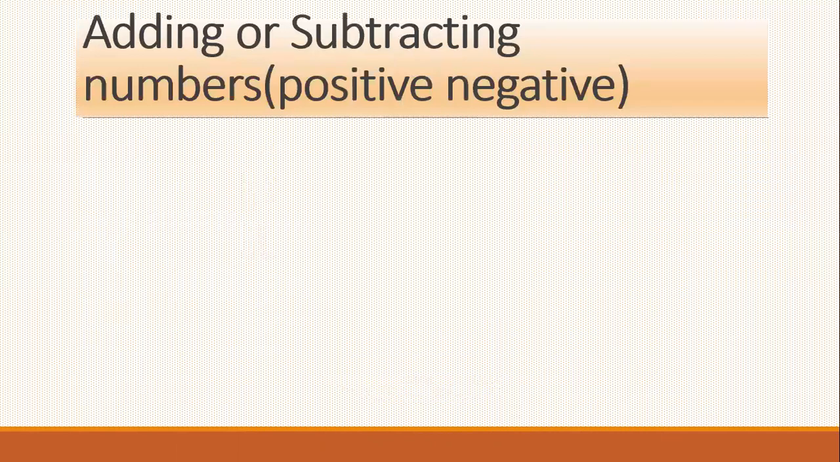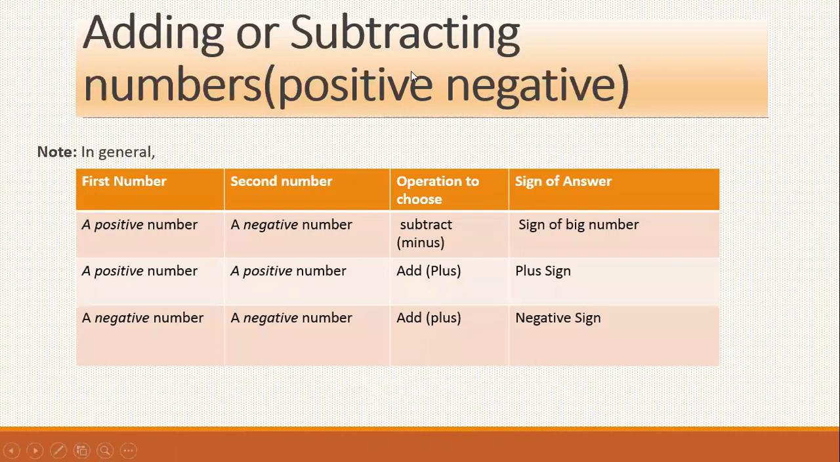When we are adding or subtracting numbers, either positive or negative, in general we can say if one of the numbers is positive and the other is negative, we have to choose the operation as subtract. And the sign of the answer is the sign of the bigger number. Similarly, if both of the numbers are positive, we are adding the two numbers and the sign of the answer is also positive. If the first number is negative and the second is also negative, now we are adding again, but the sign of the answer is negative. Do you remember this?